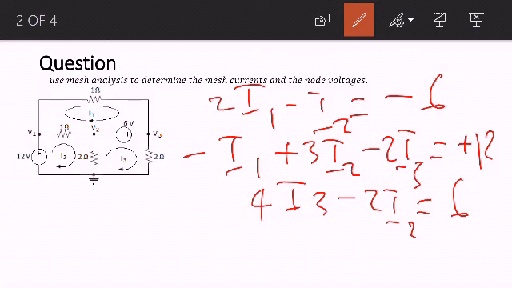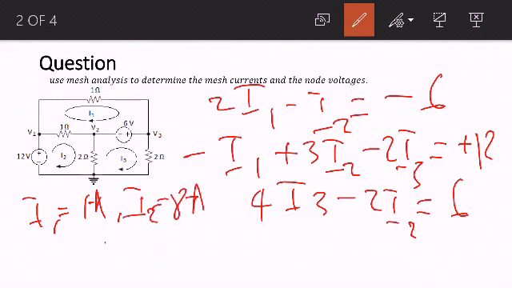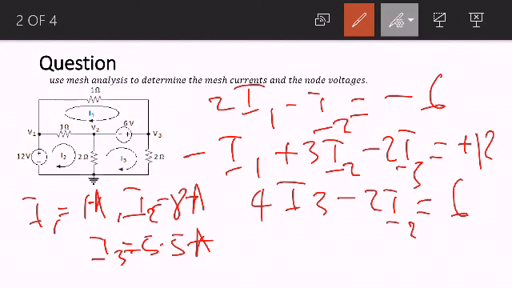Okay, so if we solve that simultaneously, we are going to get I1 equal to 1 ampere, I2 equal to 8 amperes, then I3 to be 5.5 amperes, or you say 11 over 2. So we are done with the mesh current. So that's the mesh current.